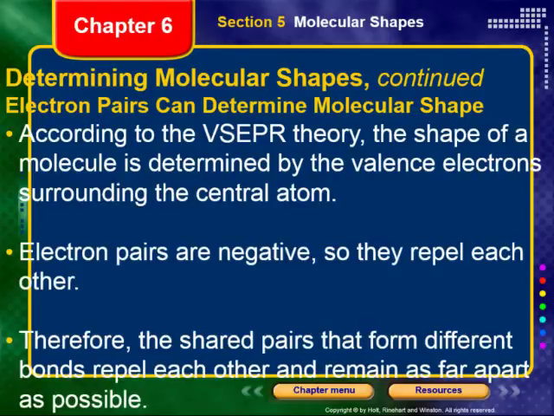Again, the idea behind it, according to VSEPR theory, is that the shape of the molecule is determined by the valence electrons surrounding the central atom. Again, VSEPR, valence shell electron pair repulsion. Now, the reason they repel one another is they're negative. We're talking about electron pairs. The electrons are negative, therefore they repel one another. What that means for us in predicting the shape of a molecule is that anytime we have a pair of electrons, whether it's a lone pair or a bonding pair, we can assume that those electrons are going to become as far away from each other as possible because they repel one another.